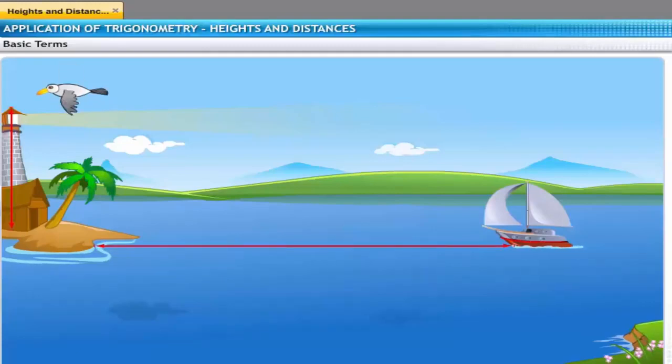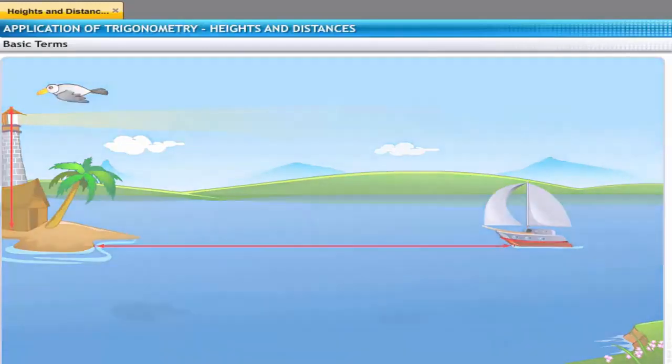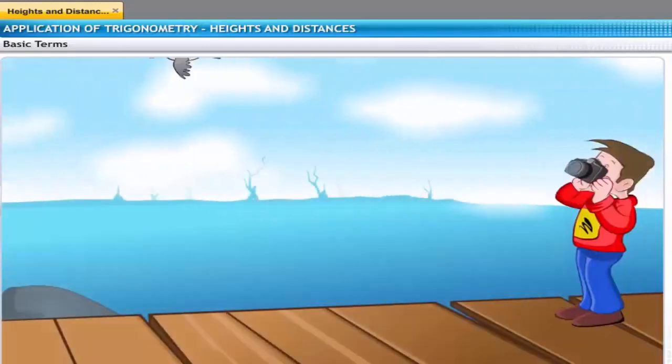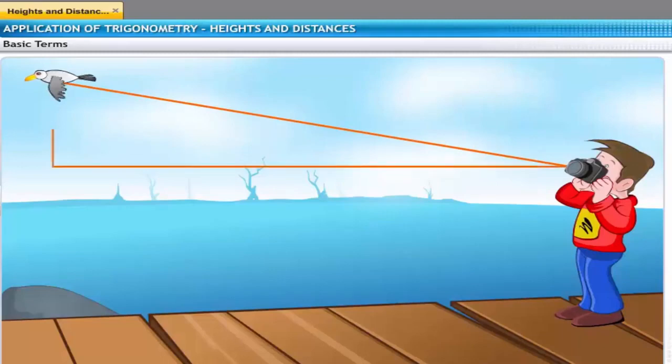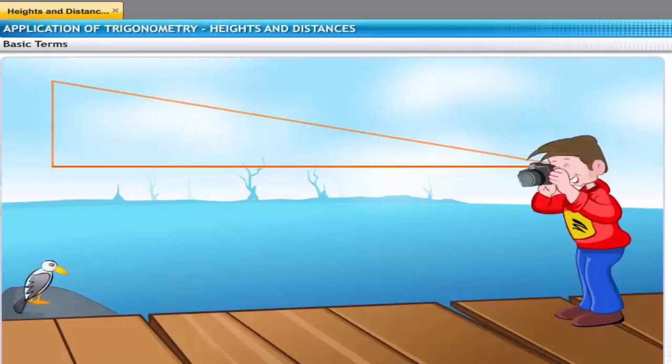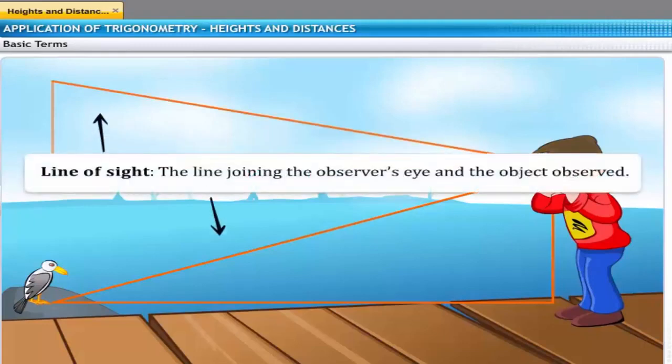We'll begin with a simple example. Here, a wildlife photographer is clicking photographs of seagulls. This particular seagull flying overhead has caught the photographer's fancy. Oh, it seems the seagull has spotted a prey. The seagull has suddenly changed its path of flight. Let's trace the path of the camera's view. Two lines are formed. These lines are called the line of sight.